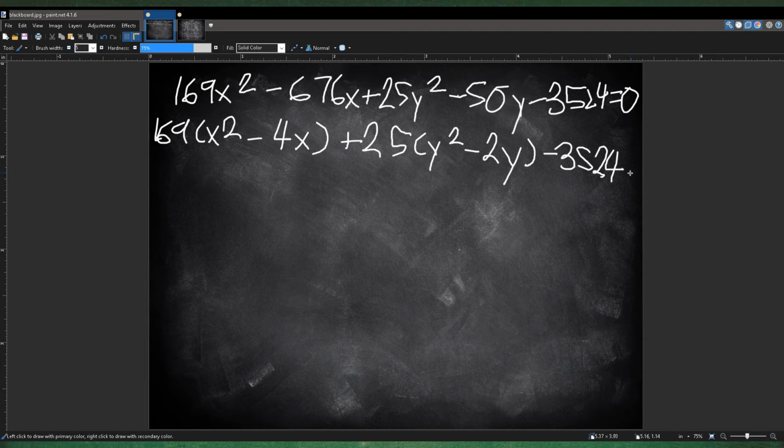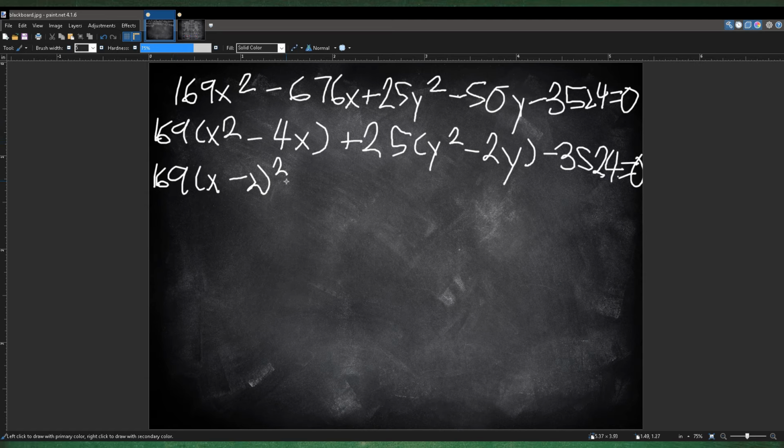3,524. Sorry about that. Is equal to 0, basically. And now you want to write here, so you have 169. Negative 4 divided by 2 is negative 2, so x minus 2 is squared. That gets minus 4, right? So that's x squared, that's minus 4, and that is plus 4. So you have an extra plus 4 inside the parentheses. That plus 4 is multiplied by 169, so you gotta subtract those things out.